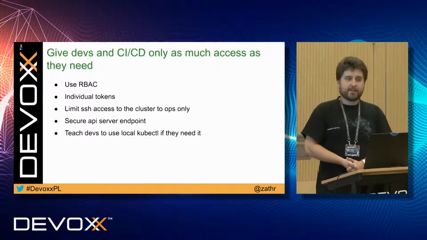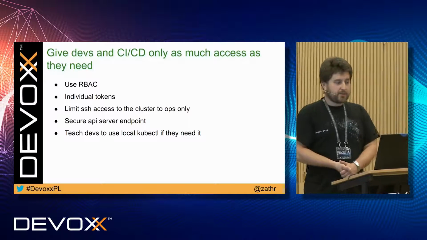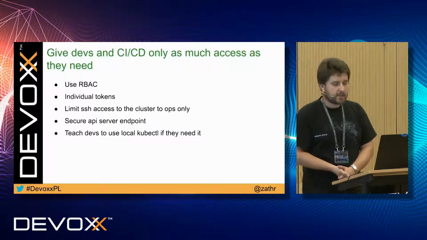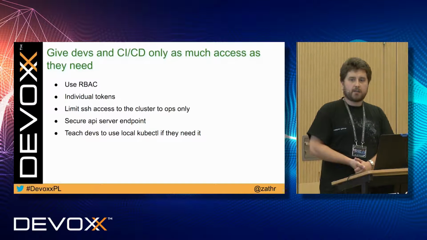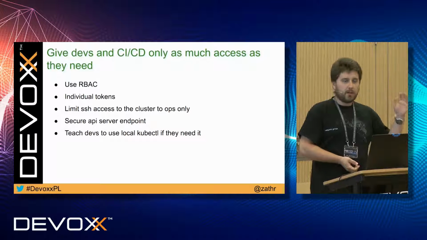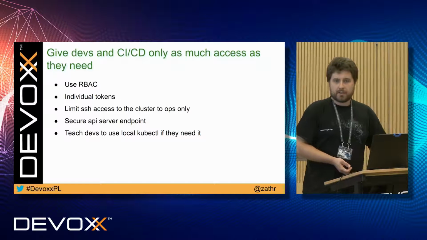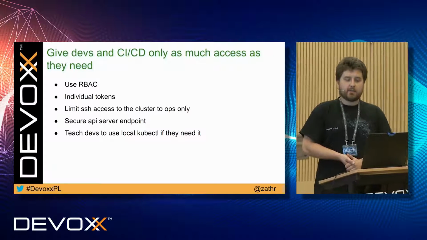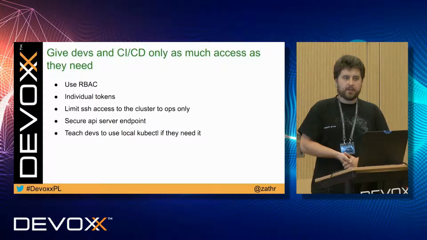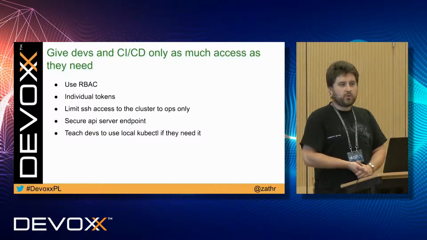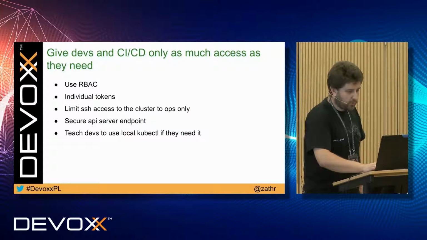Next question is security. I would suggest using role-based access control. Assign each of your team members individual tokens, and the same applies to external processes like continuous integration server and so on. Rotate them accordingly. Limit your SSH access to your cluster to essential personnel only. The others should connect to the cluster through a secured API endpoint. You will also have to train your team to use local kubectl to access that endpoint.